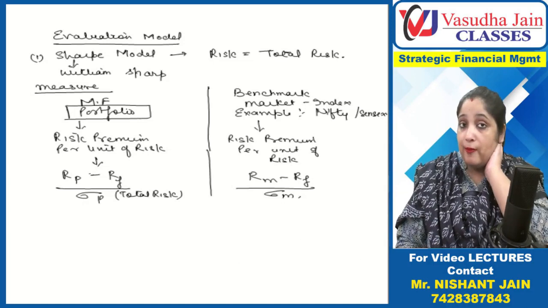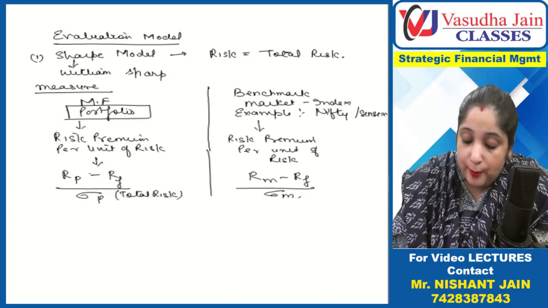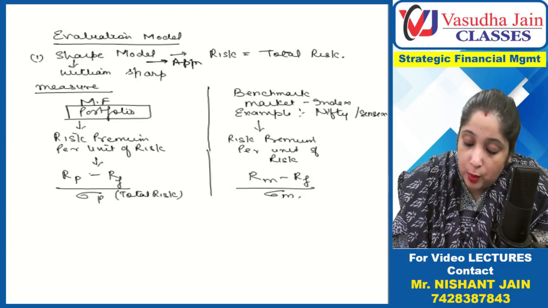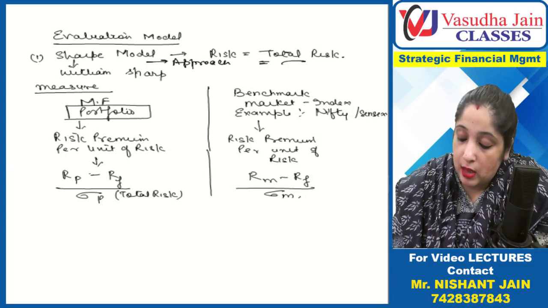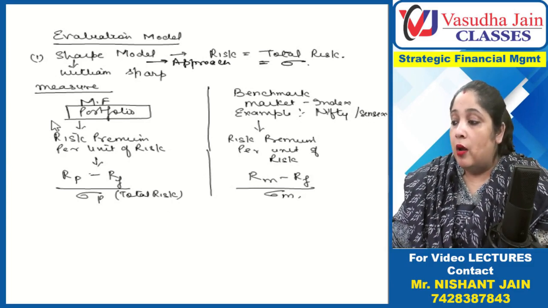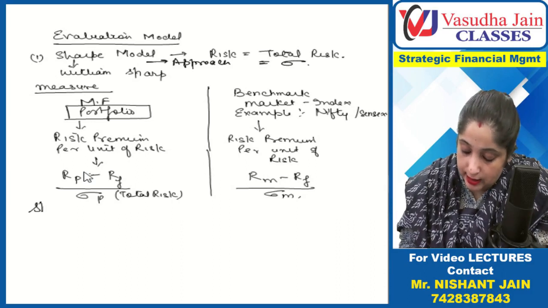Currently we are talking about the Sharpe model. In this, risk means total risk. These are basically approaches. In the other approach, risk would mean something different. Here the total risk means standard deviation. Now for a mutual fund, you have to compare the Sharpe index. This is the Sharpe index.